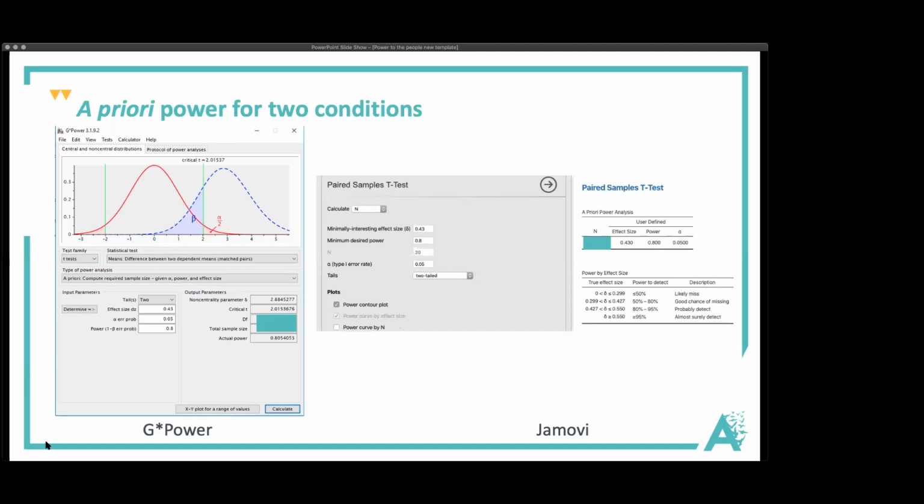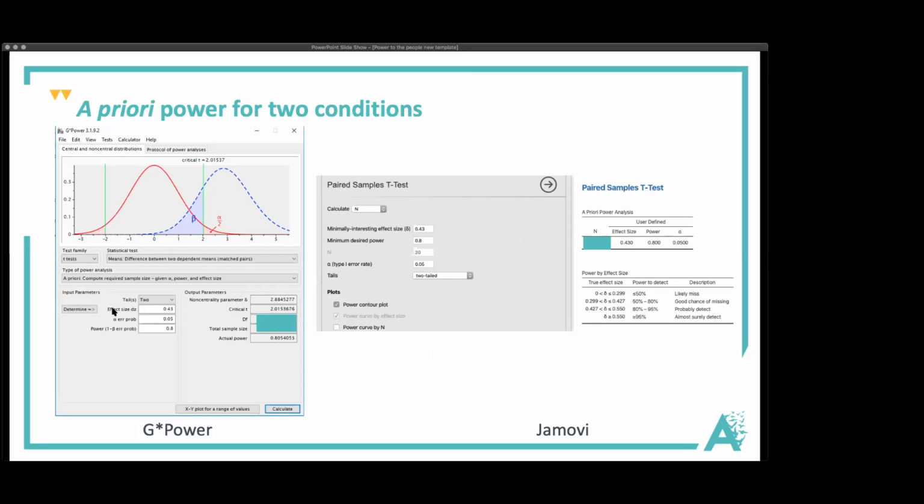So, for the next demonstration, rather than two groups, we're going to think about two conditions. So instead of between subjects and separating people into multiple groups, what happens if we actually want to do a within subject study and get people to do multiple conditions, to try and save a little bit of time. So in G-Power, we need to switch the statistical test, and now we want the matched pairs option. So between two dependent means. If you're in Jamovi, you will need to go to the jpower drop down and go for a paired samples t-test instead.